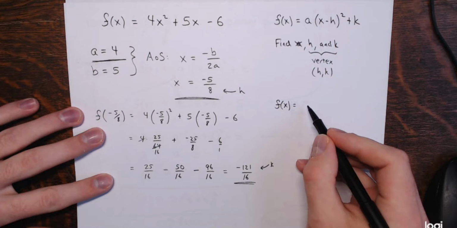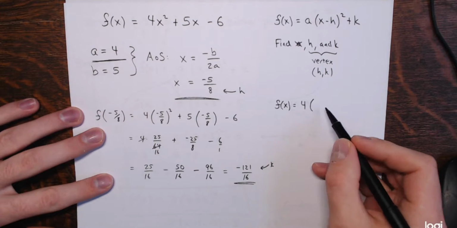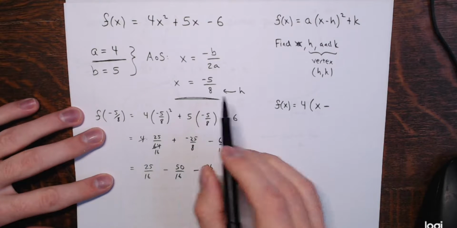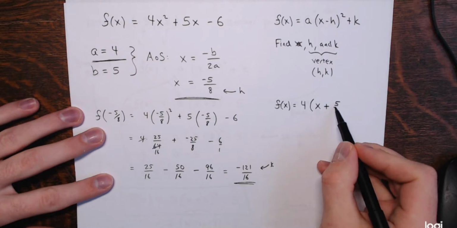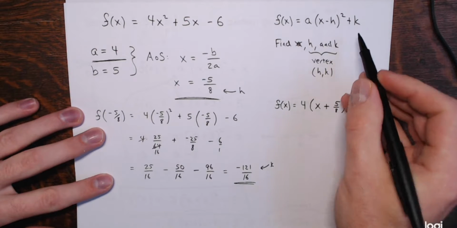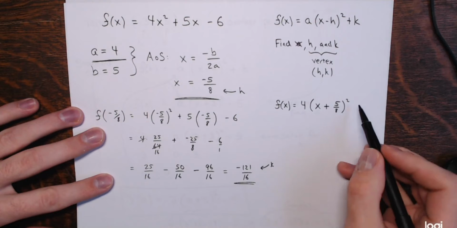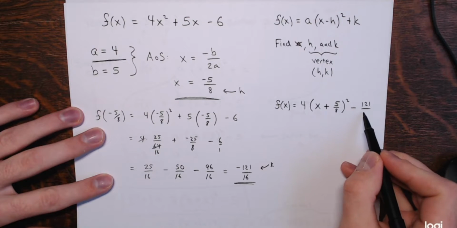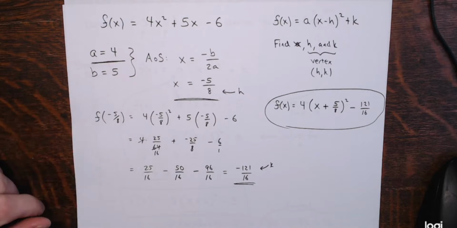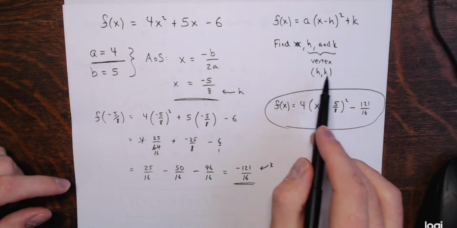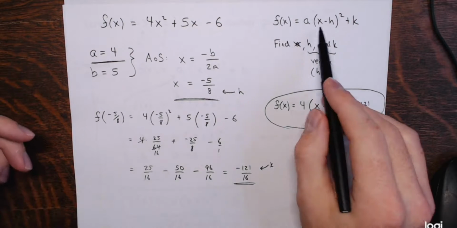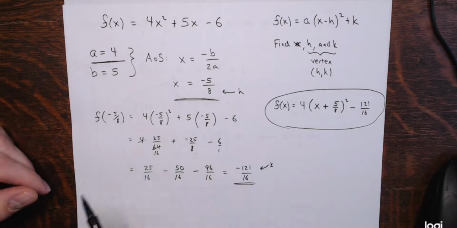f of x equals 4 times the quantity x minus h, but h is negative, so this becomes x plus 5/8 squared, and then plus k, but plus a negative, so minus 121/16. And this is what they want. Once you know the lead coefficient and the vertex, you should be able to plug in for the standard form. Now, of course, you have to know what standard form looks like. That's half the battle.